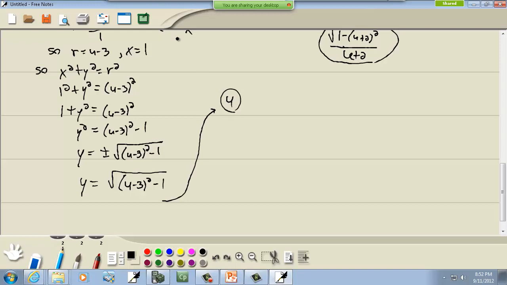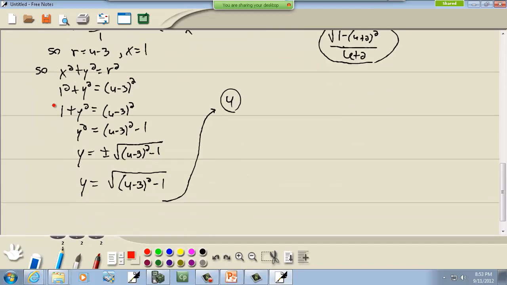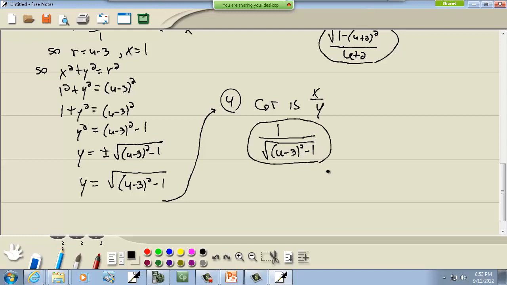And step 4, we look at our outer trig function now, which is cotangent. So come down here. Cotangent is x over y, and x was 1, and y is the square root of u minus 3 squared minus 1. That's a pretty good bet they don't want the square root downstairs, so we'll leave our answer in that form.